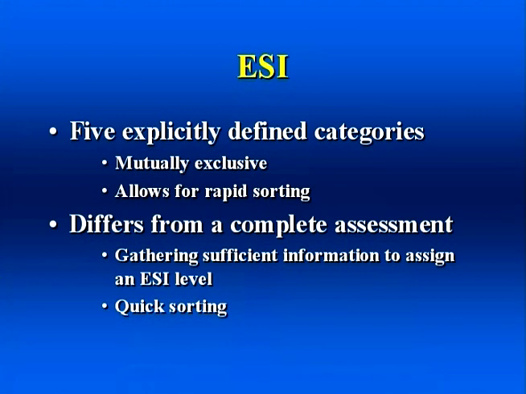Triage using ESI differs from a complete assessment in respect to the amount of information that is obtained. For triage with ESI, only the information necessary to assign an ESI level is gathered. The triage nurse is gathering only enough subjective and objective information to assign a triage acuity rating.